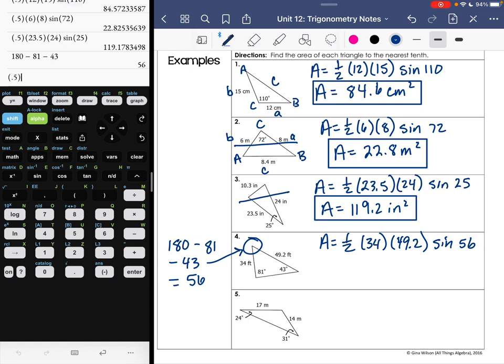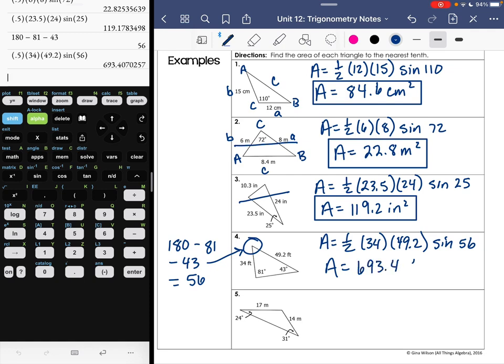Oops, I left out my 1/2. So 1/2 times 34 times 49.2 times the sine of 56 gives us an area. Oh, that's a big one. 693.4, and this is feet squared.